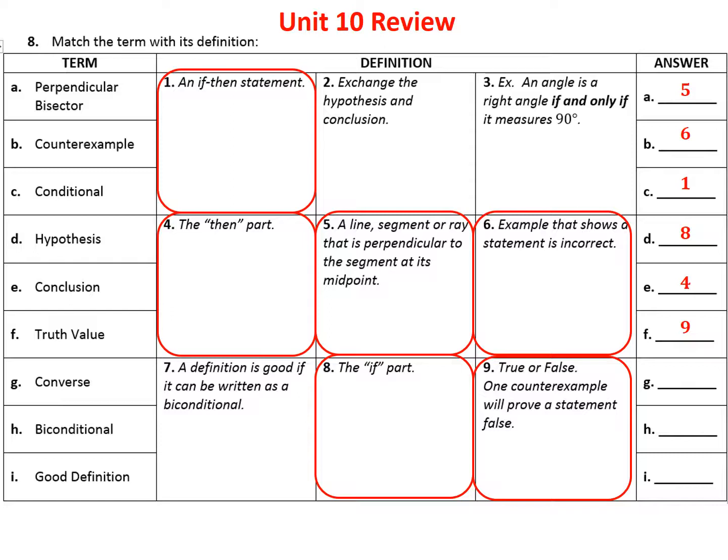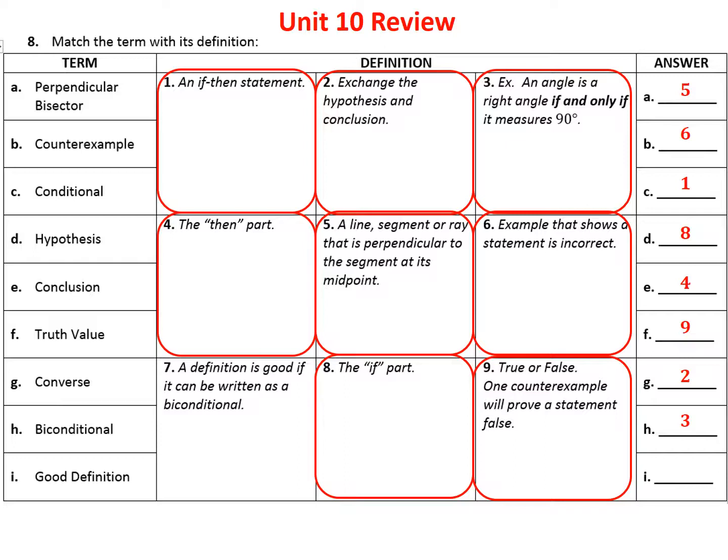The converse is when you take a conditional statement and take the hypothesis and the conclusion and switch them. Not the if and the then, that's just the hypothesis and conclusion. So number 2, if we exchange the hypothesis and the conclusion, so the converse G is number 2. A biconditional is when both the conditional and the converse are true. We can write them together with that statement of if and only if. So you notice number 3 here, an angle is a right angle if and only if it measures 90 degrees. So the matching for H is 3.